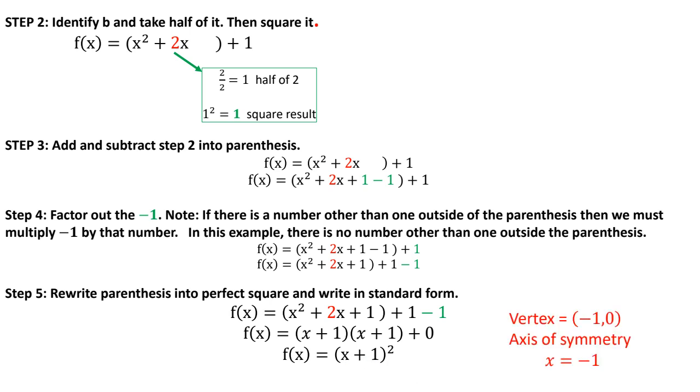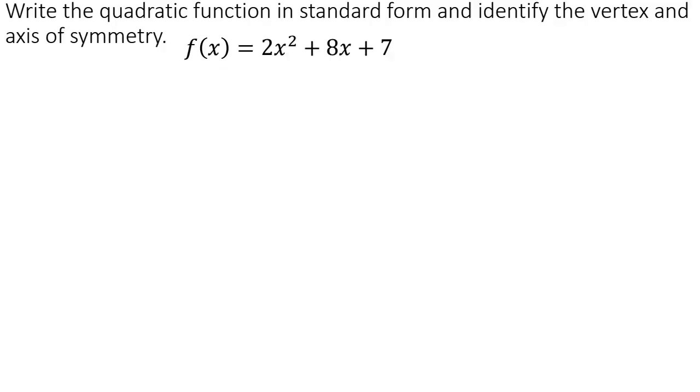So from here, we could get the vertex. Again, the parentheses, you want to take the opposite, which is -1. And then we have no k. So our k is going to be 0. The axis of symmetry is always going to be that x coordinate. In this case, x equals -1 would be my axis of symmetry. Okay, let's try another one.